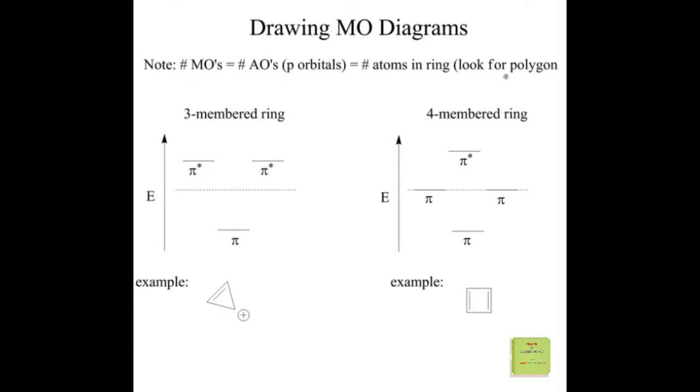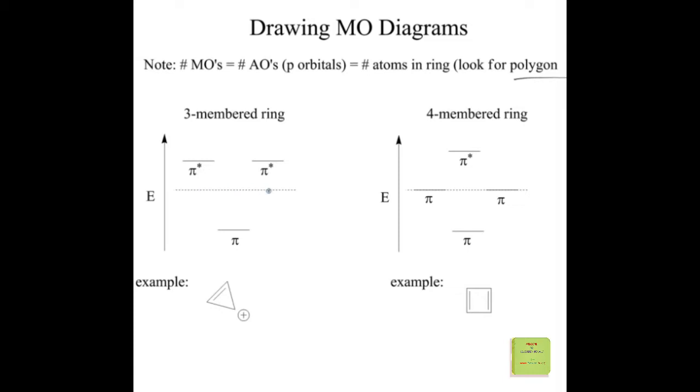And I pointed out in the beginning here, the number of MOs is going to be equal to the number of atomic orbitals, which is always equal to the number of atoms in the ring. So we're going to look for that polygon to give us the shape. A 3-membered ring, like this is an example here, should have 3 MOs.